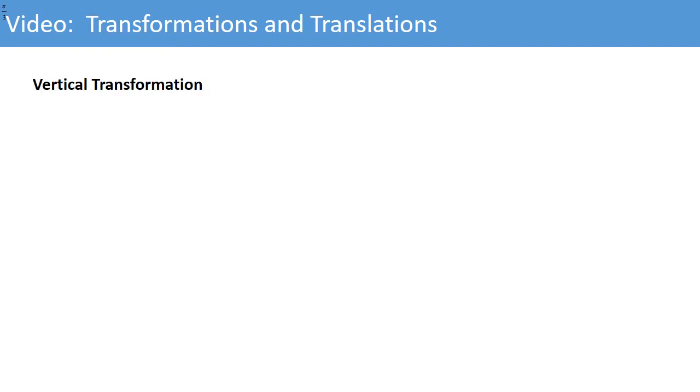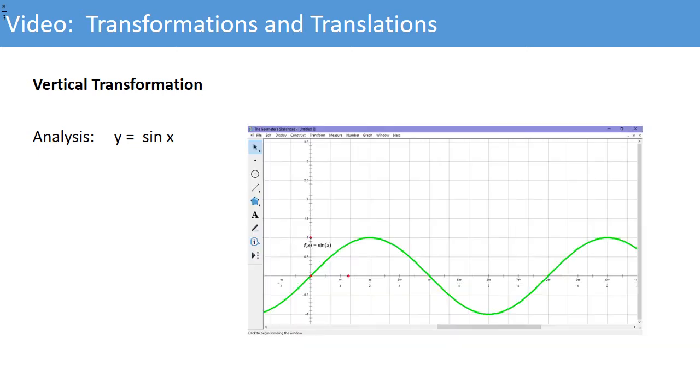Now we're going to look at vertical transformations. And we're going to analyze y equals sine x first. And we all recognize this default graph, which has an amplitude of 1.